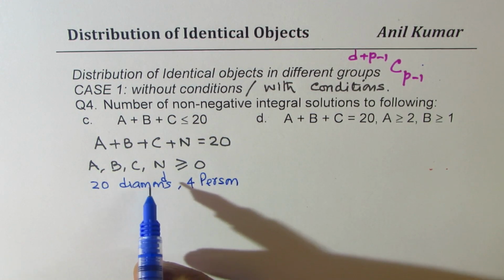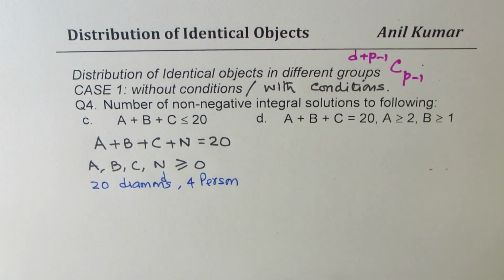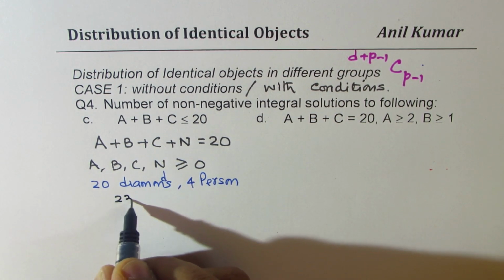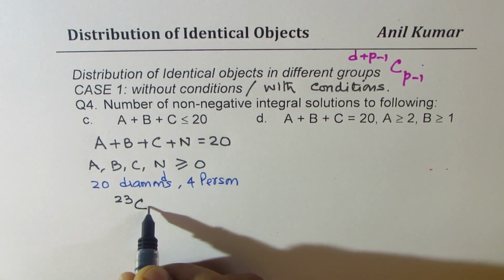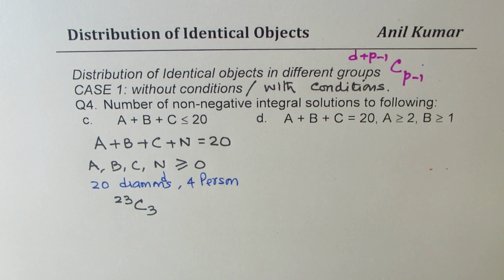So if I have to distribute, I need 3 separators, right? 3 separators. So I have to add 3 to this. So what do I get? If I add 3 to this, I get 23 C, and there are 3 separators. That's the result, which you get the same by applying the formula. Does it make sense to you?